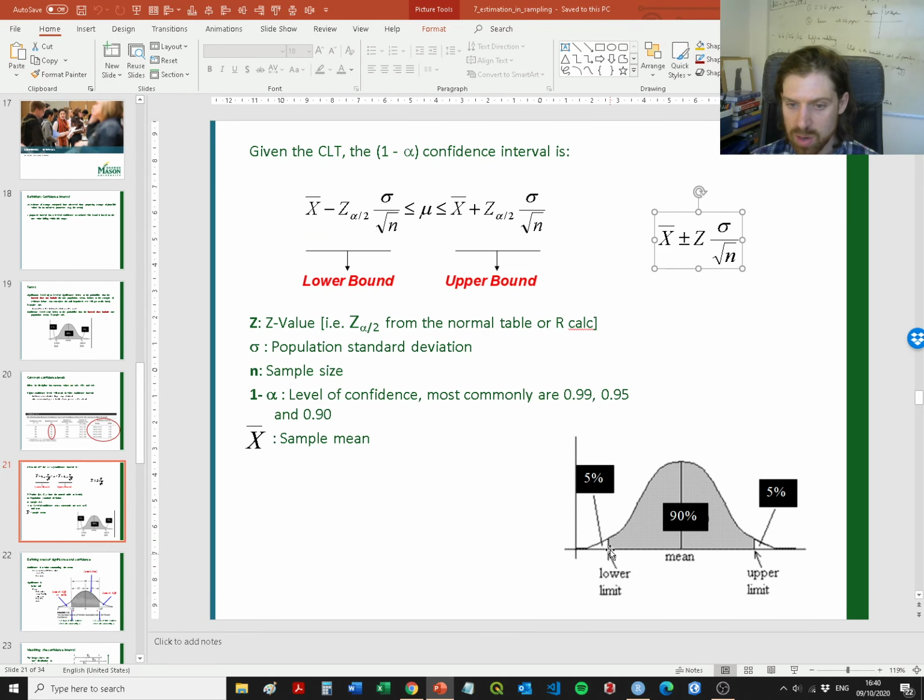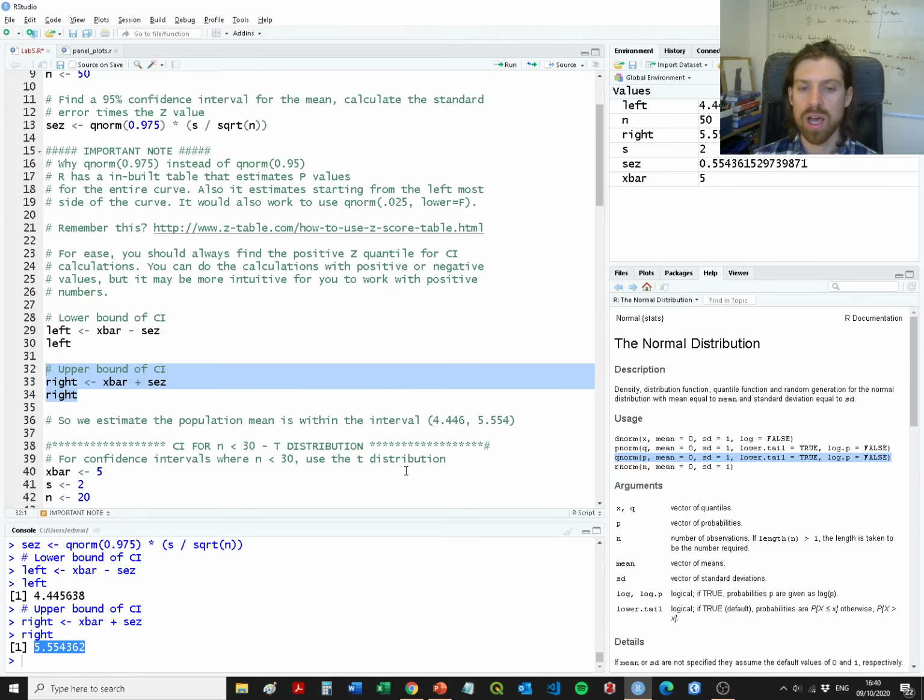So here we go. This is the lower limit here, and this is the upper limit here. That's essentially what we've calculated. The only difference is that here we've used a different level of confidence. So we use the 90% value here rather than 95. So that's important to note.